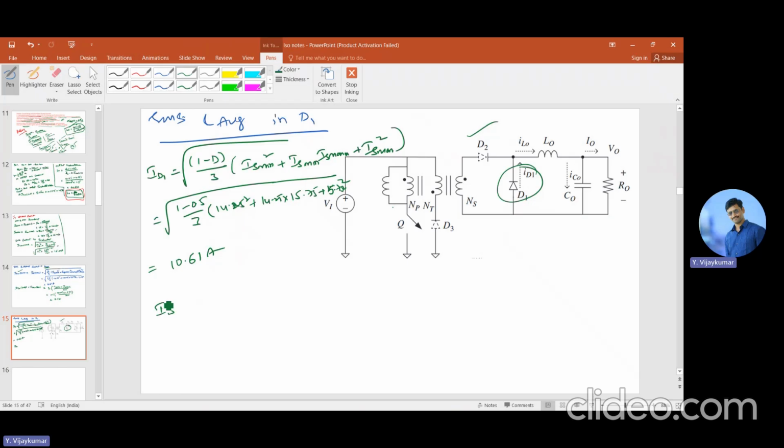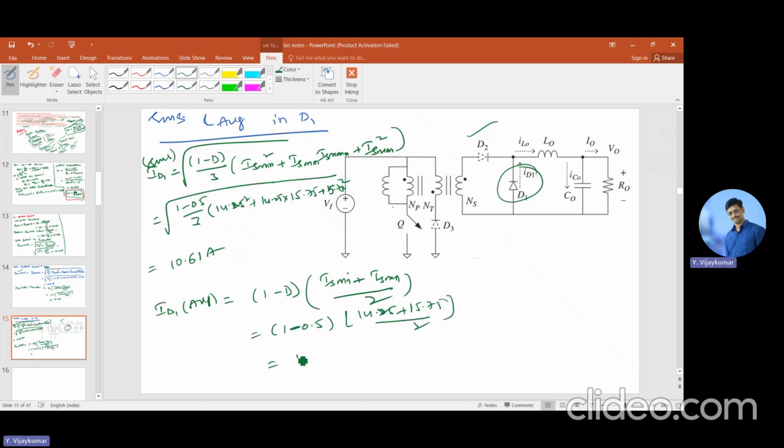So similarly, this is the RMS current. ID1 average is equal to (1 minus D) times (IS minimum plus IS maximum) divided by 2. So 1 minus 0.5 into 14.725 plus 15.75 divided by 2, that is equal to 7.5 amperes. So this is the answer, the current flowing through D1.